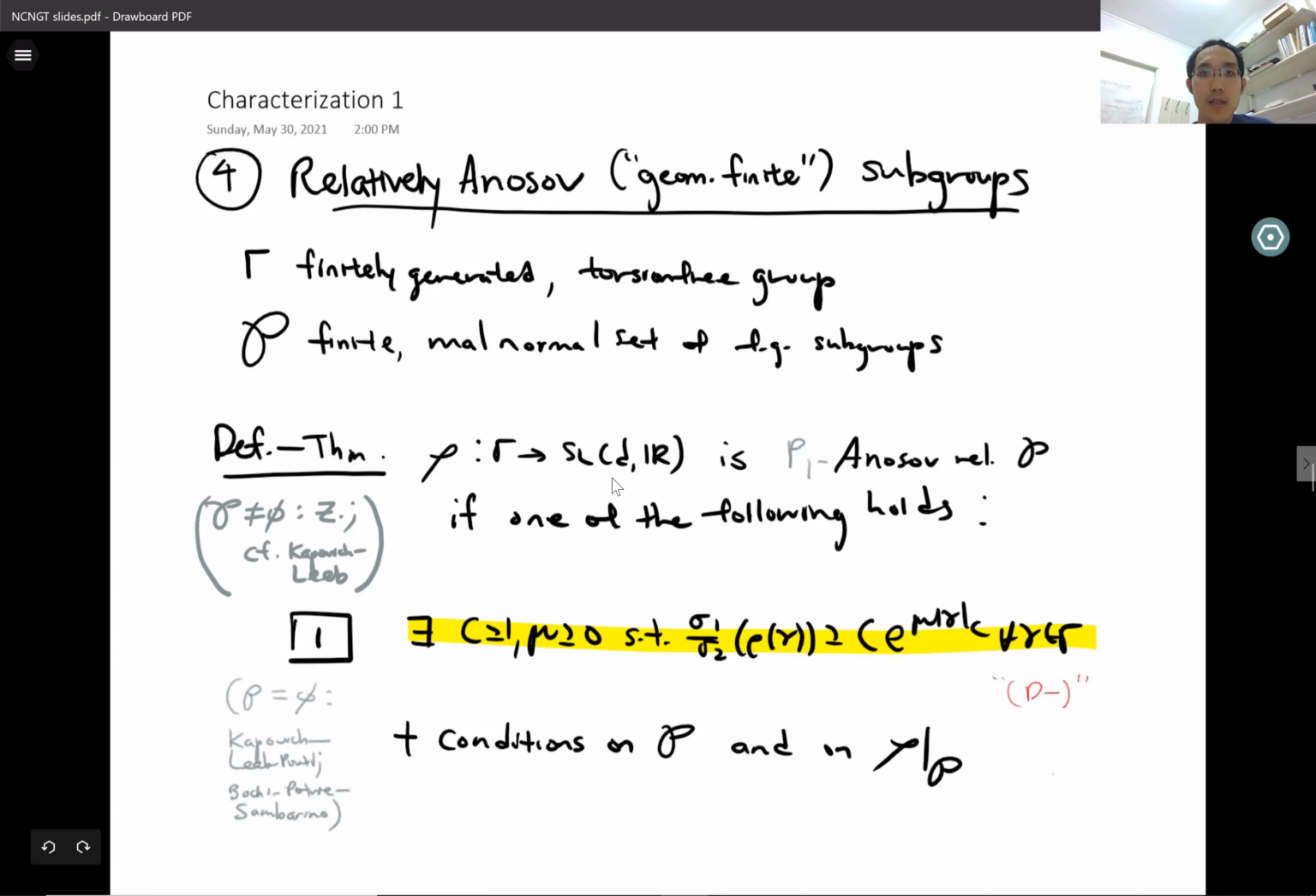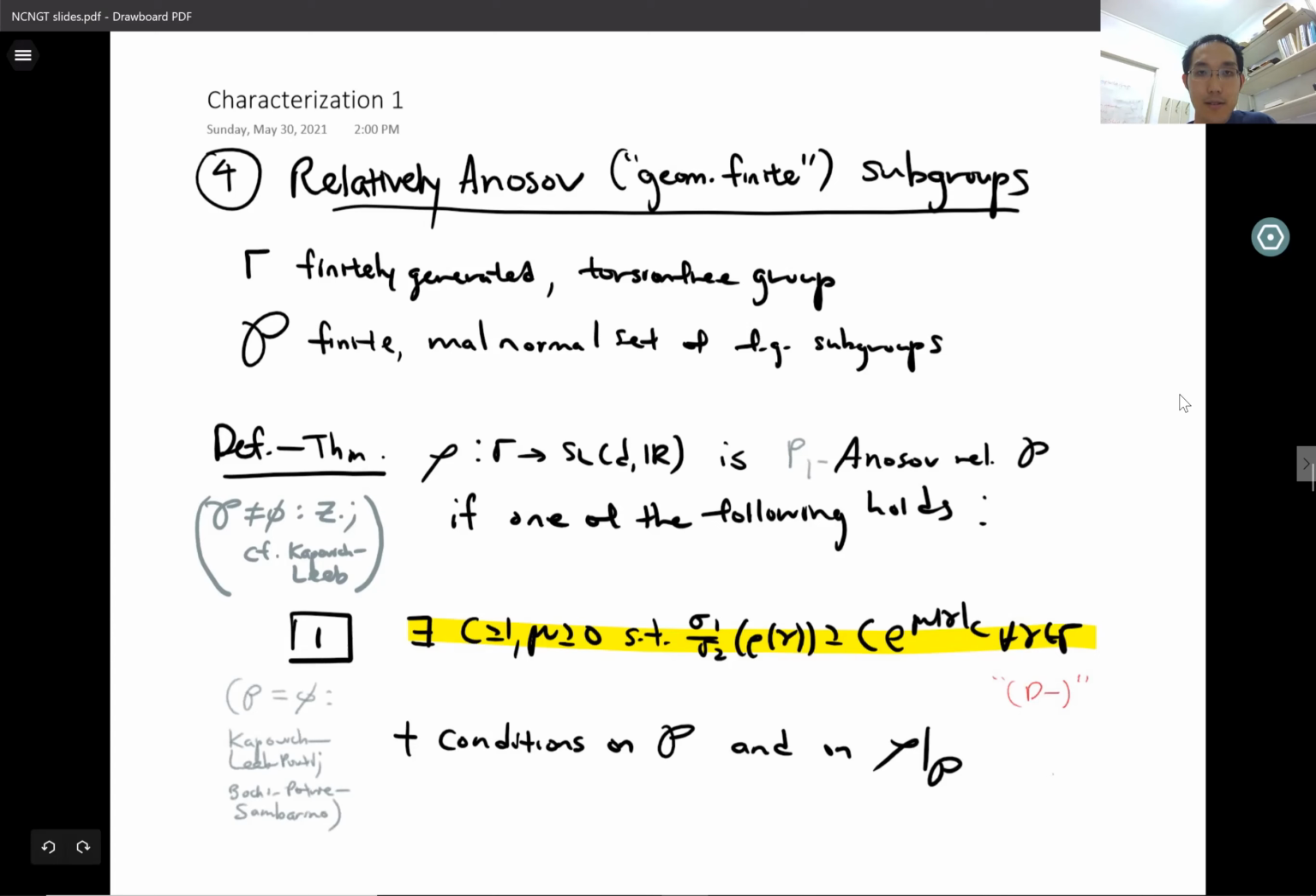Okay, so a representation rho from gamma to SL(d,R) or PSL or PGL(d,R) is P1 Anosov relative to curly P. And just a short note, this P1 indicates the particular sort of maximal flat we're going to avoid, and also which flag space boundaries we're going to look at. Don't worry about it if it bothers you. This representation is Anosov relative to curly P if one of the following conditions holds. And you can think of the first characterization as being the definition, and the equivalence to all the following conditions as being the theorem.